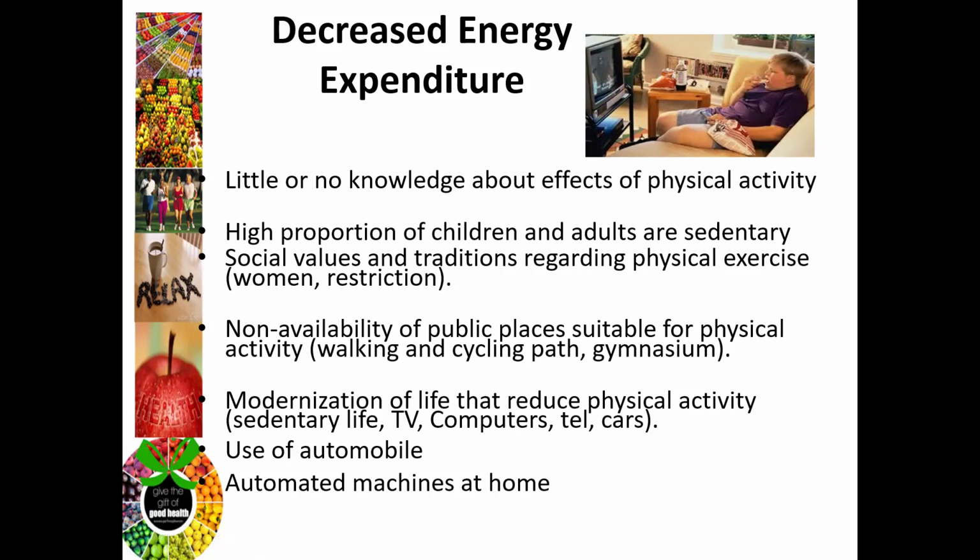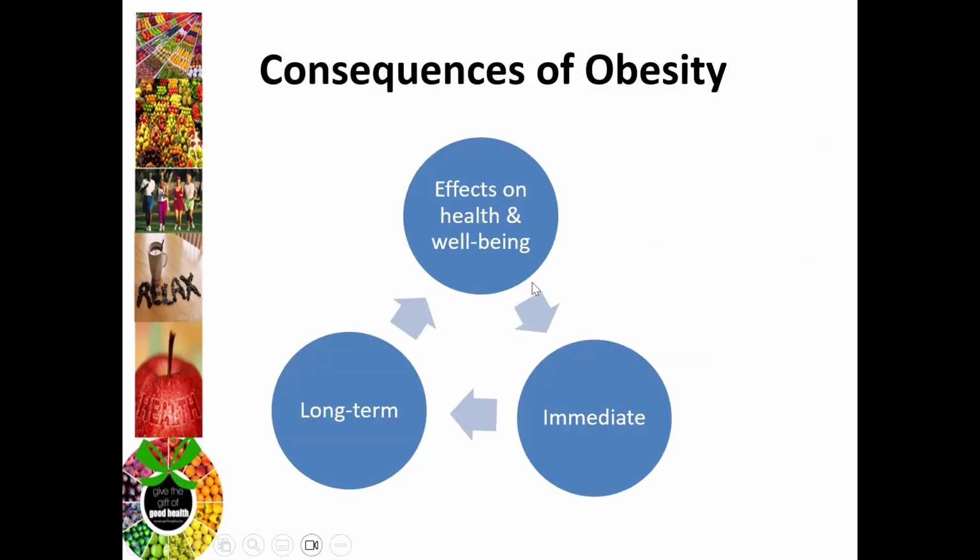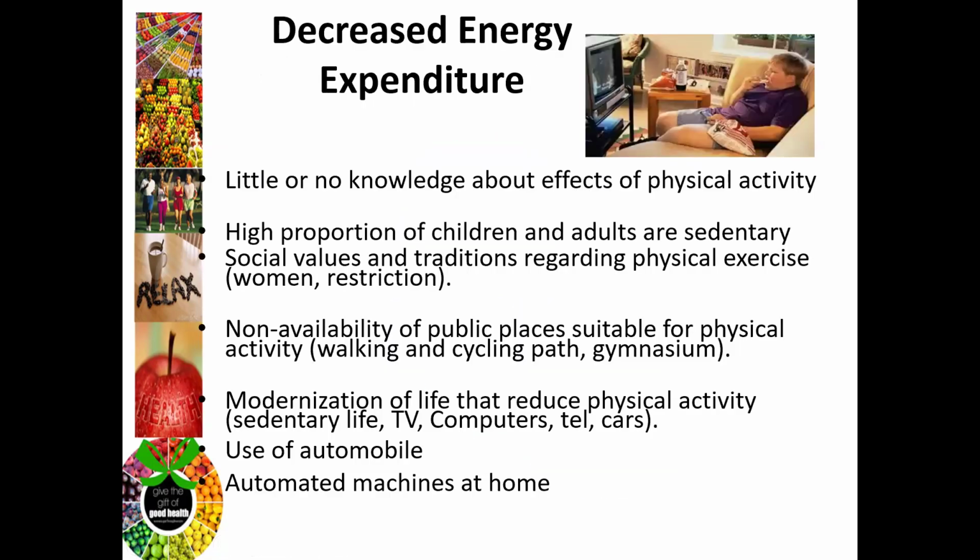Then decreased energy expenditure. We've talked about diet now. Let's talk about decreased energy expenditure. We all know that many people are more sedentary than in the past. So what we just need is different examples to explain our point. A high proportion of children and adults are sedentary. The social value and traditions regarding physical exercise are disappearing.